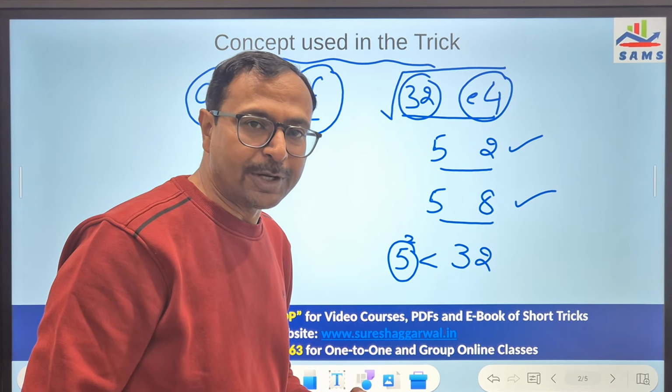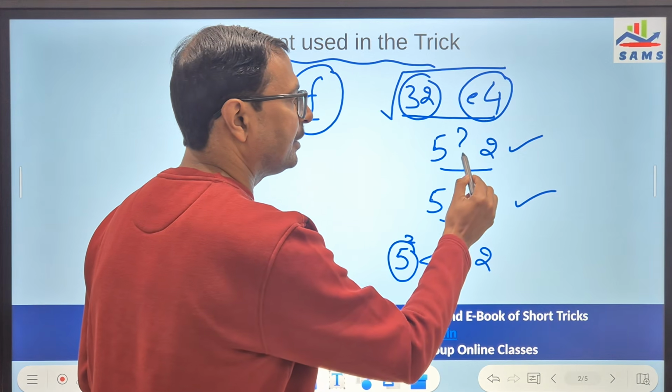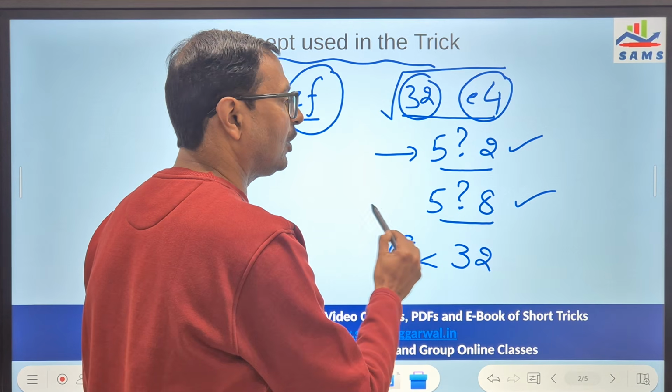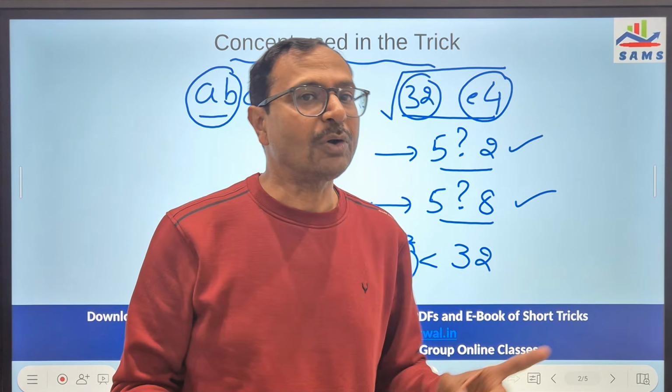So this 5 will give you the first digit of your answer. Now the very important point is how to get the middle digit of your answer, and then how to check which one of these two answers will be your final answer.